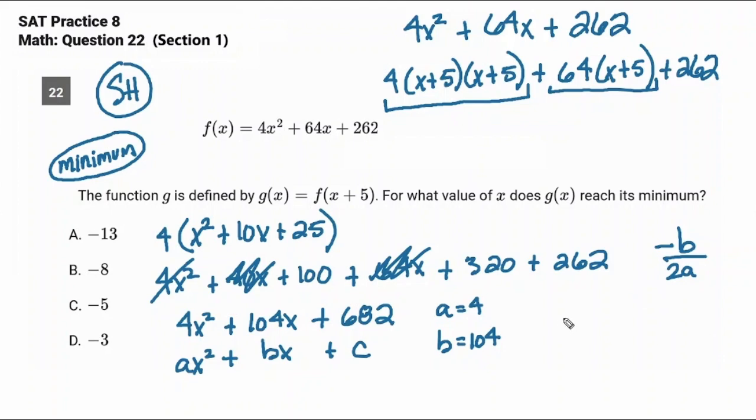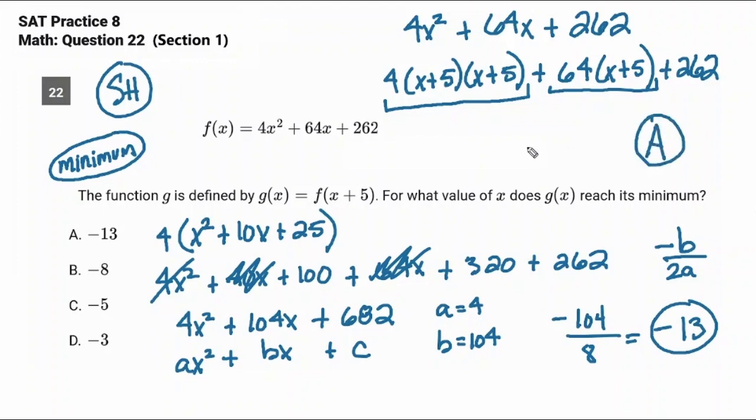So it's negative B, negative 104 over 2 times A, 2 times 4, which is 8. You're so close. Use your calculator. And you get negative 13. And that's the answer to this hard question. It's A. You get it right. And now you get to move on to section 2.